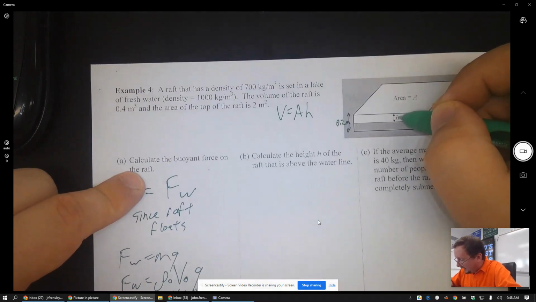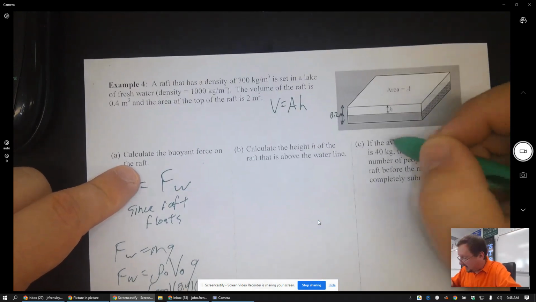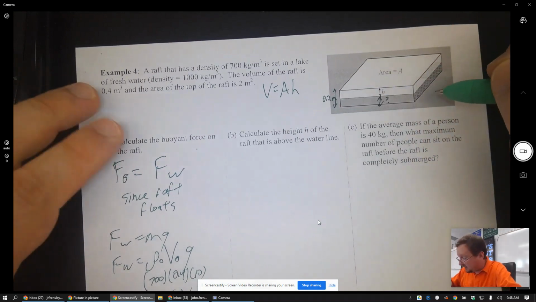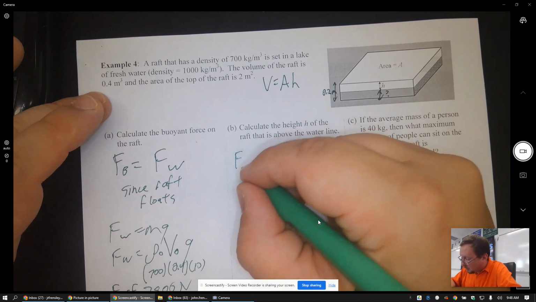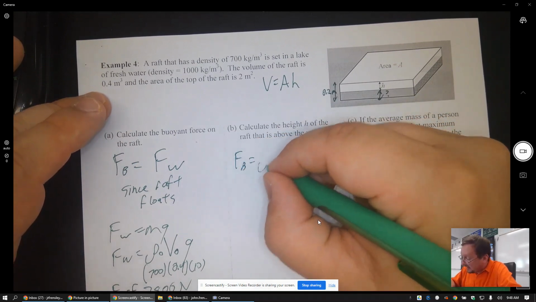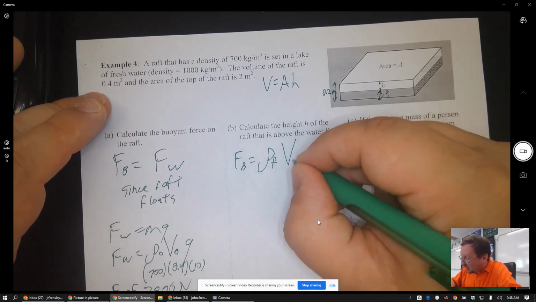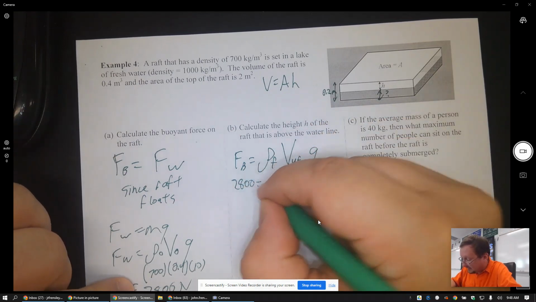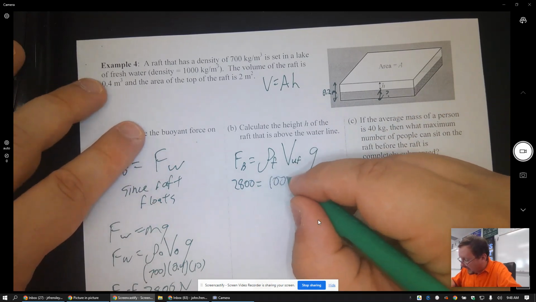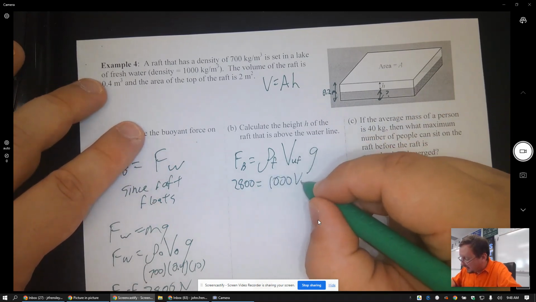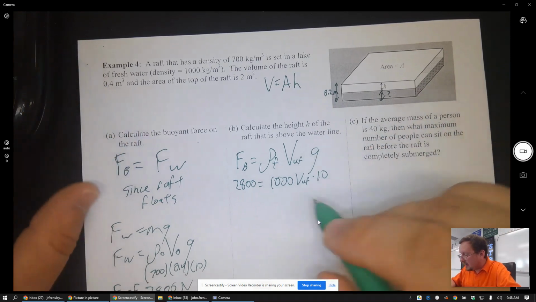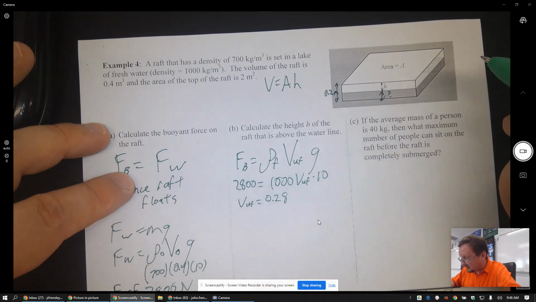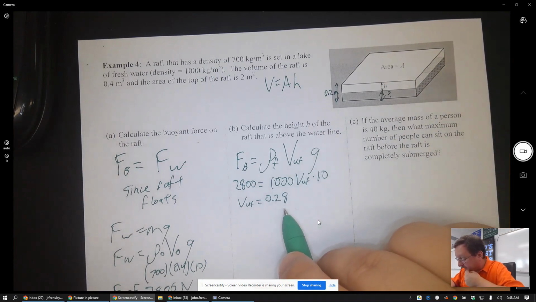What about this little height right here? I'm not going to get this height right here. I'm actually going to get this height and then subtract. So how are you going to do that? I'm going to say the buoyancy force, now this is density of the fluid, volume under the fluid, gravity. The buoyancy force is the same as the weight because it's floating. The density of the water is 1,000. The volume underneath, I don't know, and gravity is 10. So if you divide, you get the volume under the fluid is 0.28. 0.28 is under the fluid, right?